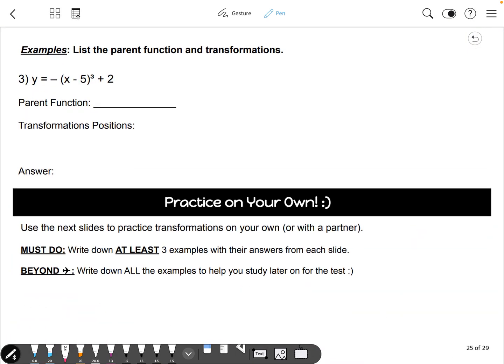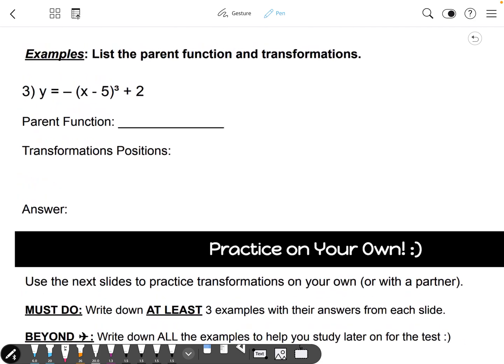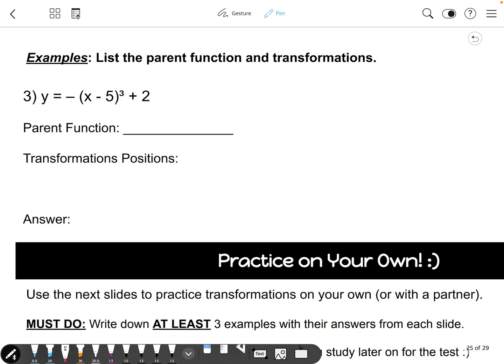Okay, we have one more that we're going to look at, so let me flip the page here. Okay, so again, same thing. First, we need to identify that parent function. So I notice here that I have a cubed or a 3, so this is actually going to be a cubic function. And remember, that looks like the squiggly S. So we have something that looks like this, and that's my original parent function before it was transformed. But we have a lot of extra stuff added in, so let's go ahead and look at what we have.